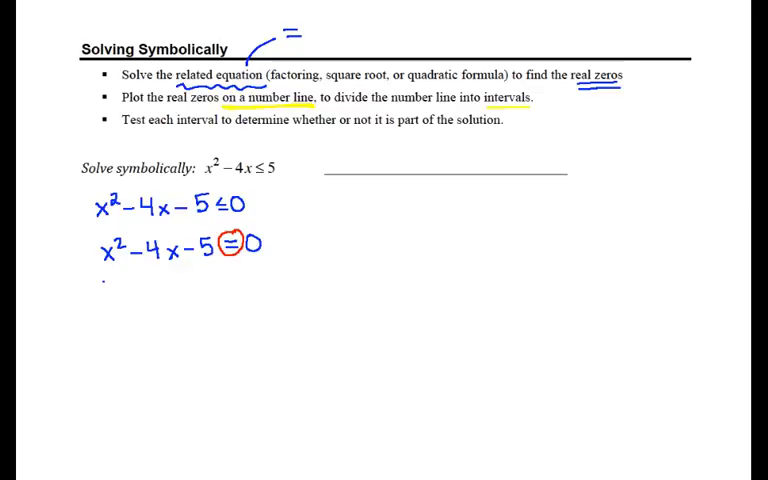Here I would factor because this starts with x squared and it looks like an easy factoring problem. But not every one of these is going to be possible to factor. So I'm going to say 5 and 1, and looks like -5 and +1 should get me the correct middle term. So that gives me two zeros, which are x equals 5 and x equals -1.